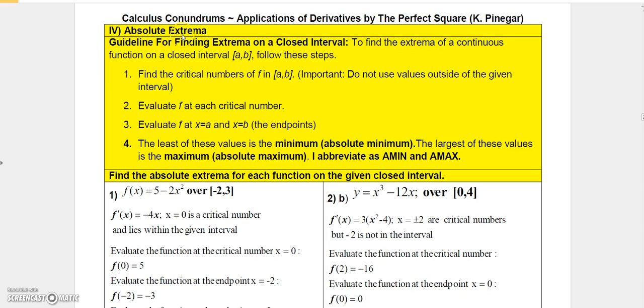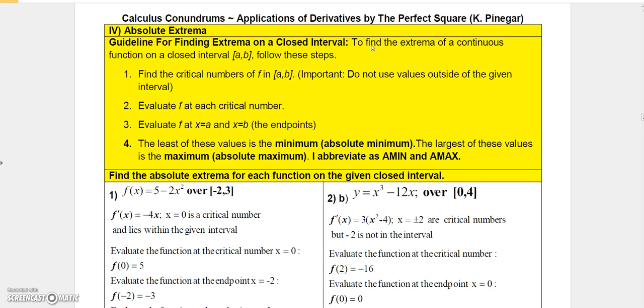I'm going to talk about absolute extrema here on a closed interval. So you might remember earlier the extreme value theorem basically guarantees that we'll have an extreme value. We'll have an absolute maximum and an absolute minimum on a closed interval as long as the function is continuous over that interval.